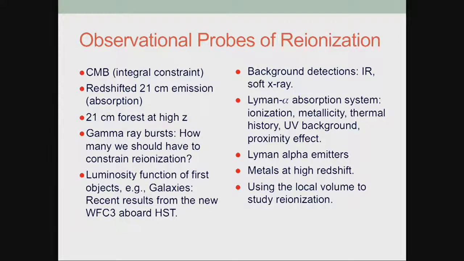I'll tell you a little bit about the Lyman alpha absorption systems, how they teach us about reionization, Lyman alpha emitters. And probably I'll start talking about the first galaxies, the high redshift galaxies. That's something that has been very active in the last decade, less actually. But there's lots of other things that one can talk about. So I'll focus first on the CMB and these things, and later I will talk a lot about the 21 centimeter emission.